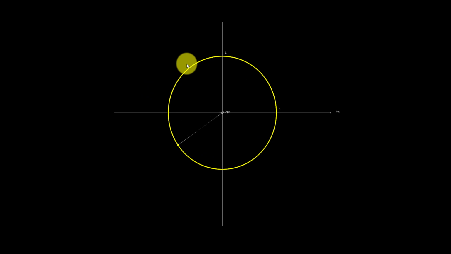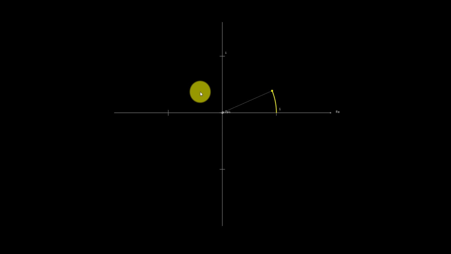But the point is that this is the complex representation of a phasor with the e to the power j omega t component. The length of this phasor, or the radius of this circle, represents the magnitude, and if you're talking about voltage and current, it represents the magnitude of that voltage or current.